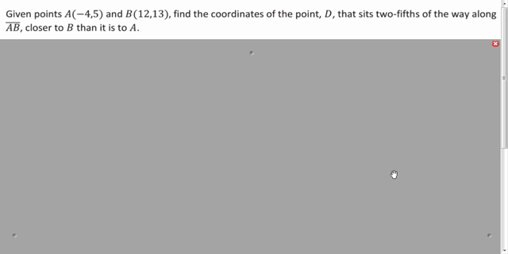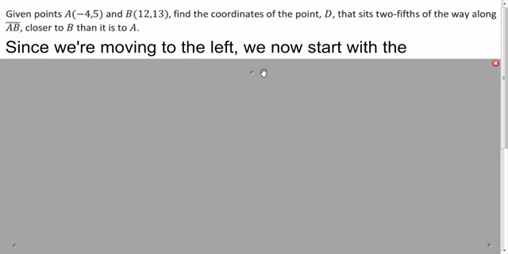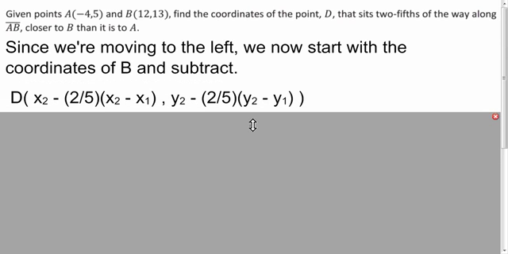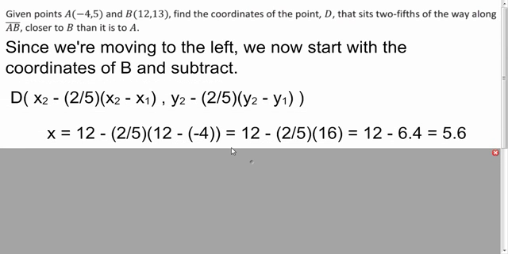Now, what if instead we were starting at point D and going 2/5 of the way along AB? Would that give us the same answer? Well, no, this point's going to be closer to D, and the other one's close to C. So now we're going to use the other form of the formula. We're going to start with the coordinates from point B and subtract. So for the x coordinate, we start with 12. We subtract 2/5 of 12 minus -4. And we end up with 5.6.